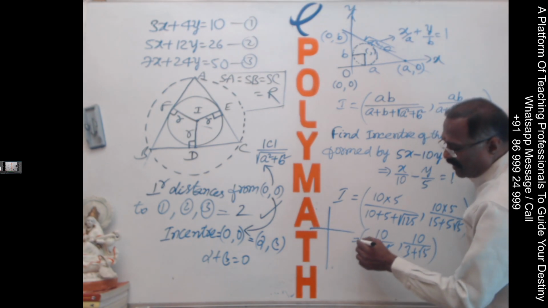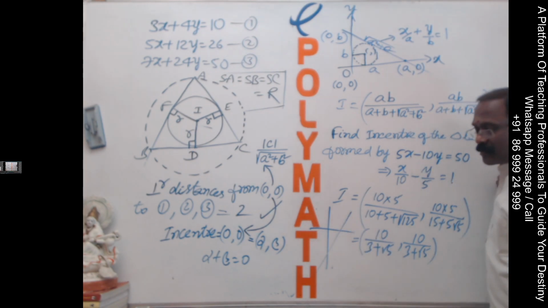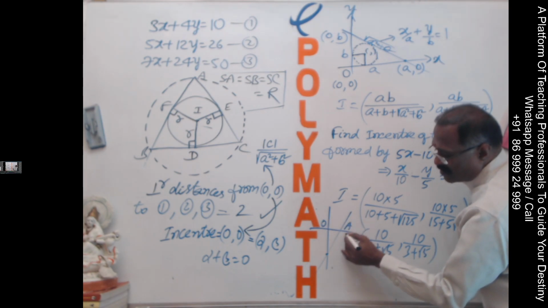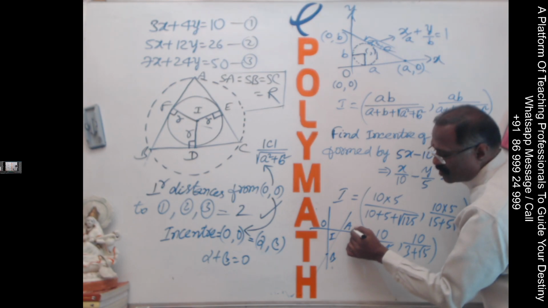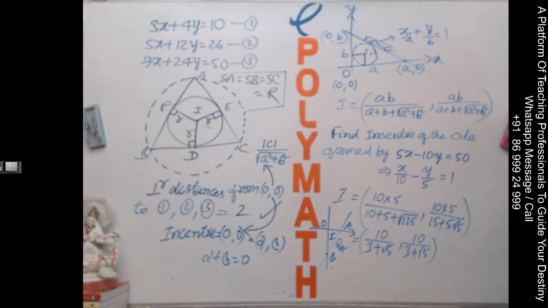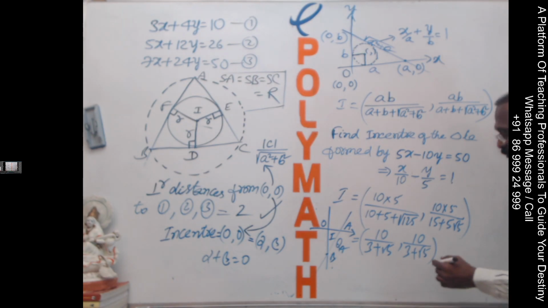This is the x-axis. The line will be like this. When the line is like this, this is O, this is A, this is B, and hence the incenter lies in the fourth quadrant, Q4. When the incenter lies in the fourth quadrant, X is positive, no problem, but Y must be negative. That's what you have to remember.